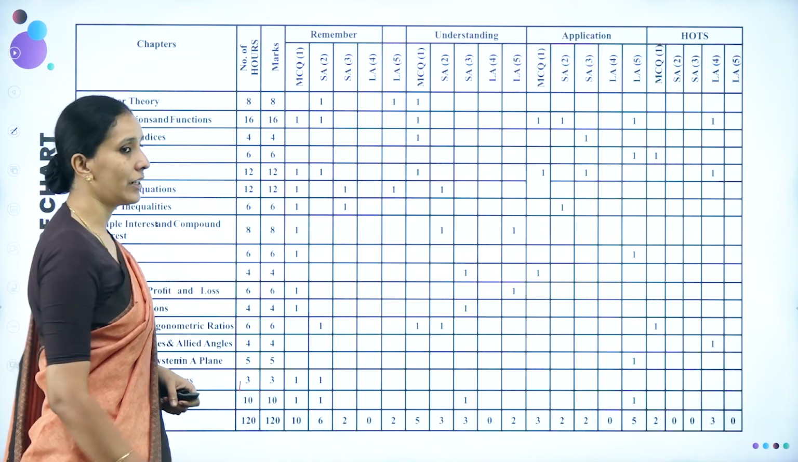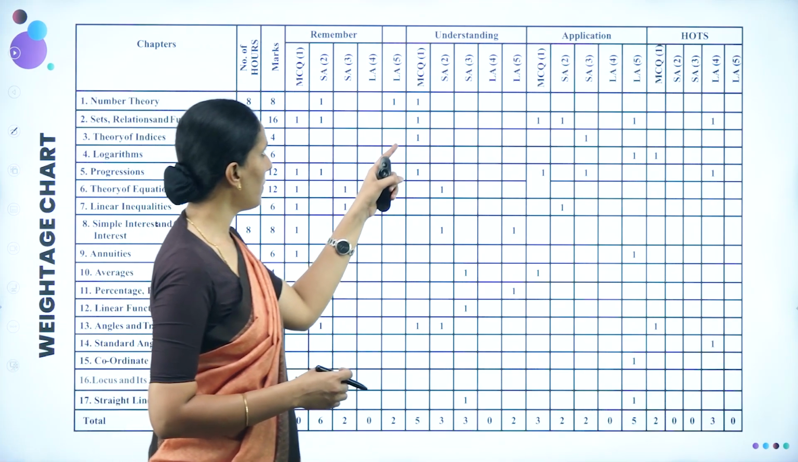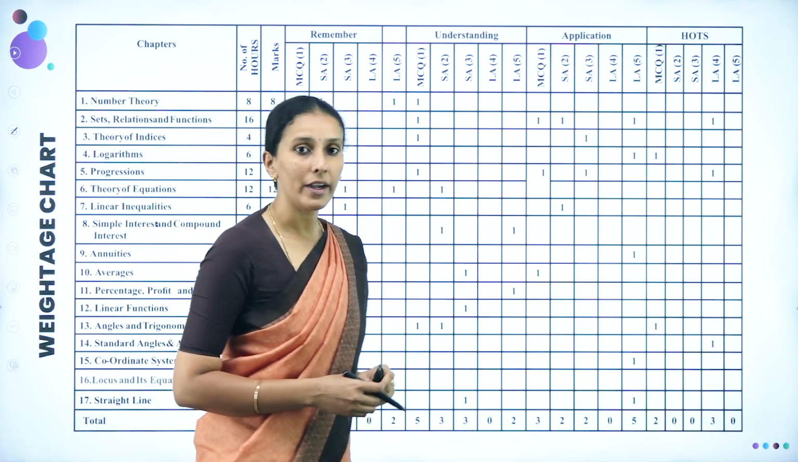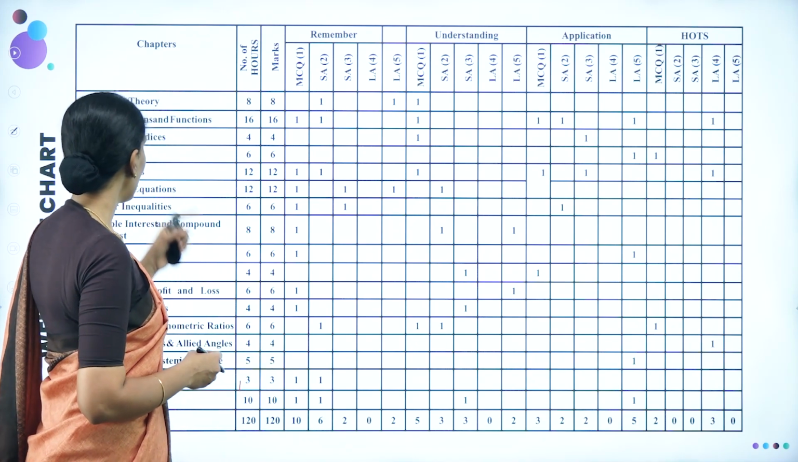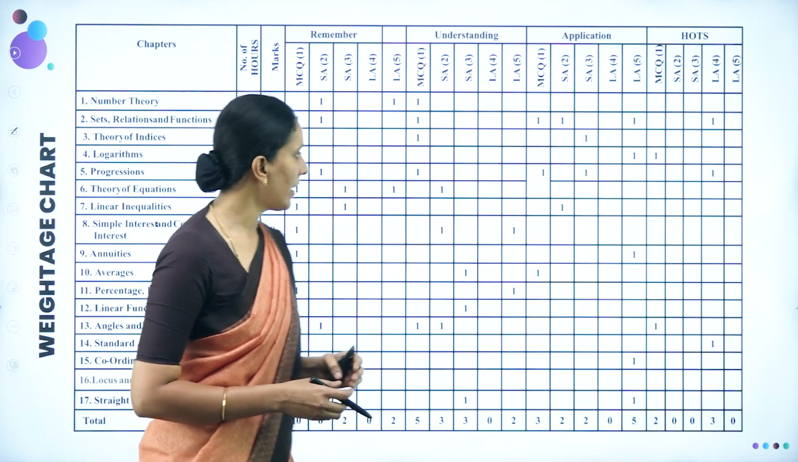Next, you have theory of indices. That is the law of exponents again. So here from this chapter, you will be having 1 MCQ and 1 short answer and a 3-mark question. Next, logarithms, a 6 marks chapter. So 1 5-mark and 1 MCQ.